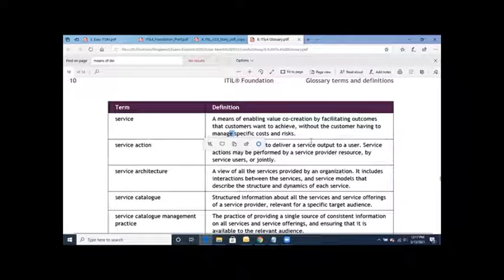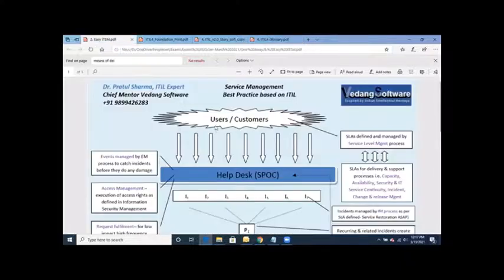Simple. So there are very few changes in the definitions, and a few of the definitions have to be remembered, because these definitions will be required in the examination. Coming back to the easy ITSM.